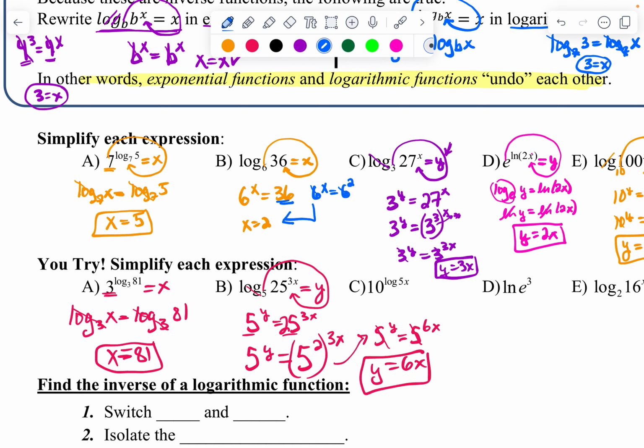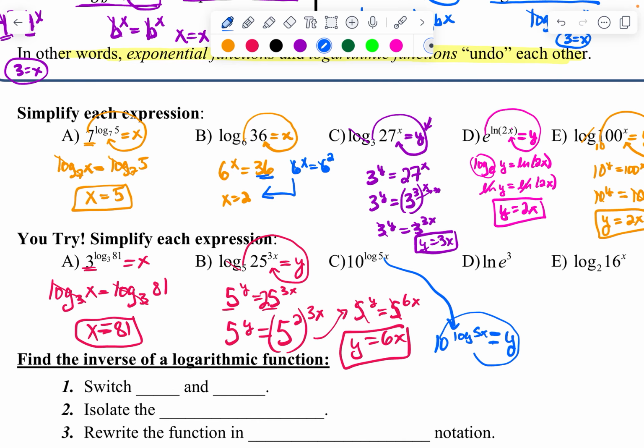Change colors so we can see these. All right, I'm going to do this one over here. Since this one is already in exponential form, I need to change it to a log. So I'm going to wrap this around, and I have log base 10 of y equals log with no base down there, which really means log base 10 of 5x. So log base 10 cancels out, and y equals 5x.